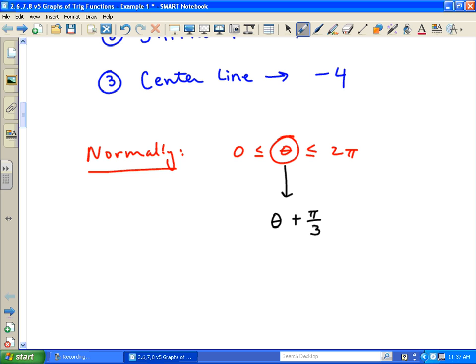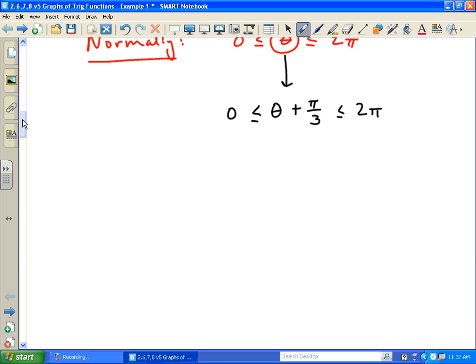And so whatever is inside with your angle, or maybe even if you have a multiple of your angle, set that in between your normal first quarter point and your normal last quarter point. Now, if we solve this for theta, it will show us where our new first quarter point and last quarter points are. So if we solve this, we'll have to subtract off pi over 3 from each side.